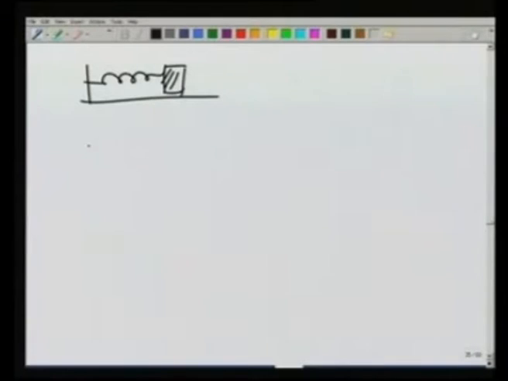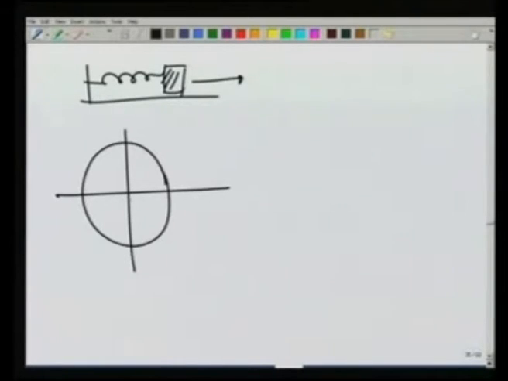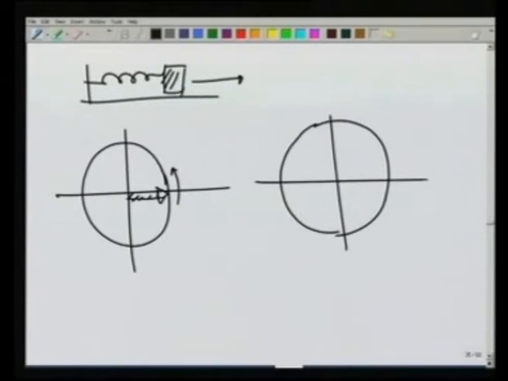One was that we stretched the spring to a maximum and let go. In that case, the motion would be represented on the phasor diagram with the phasor starting from here and going around like this. The second situation was when we had given an initial positive velocity to the mass to the right, so that in that case the phasor would be here and it would be rotating like this.